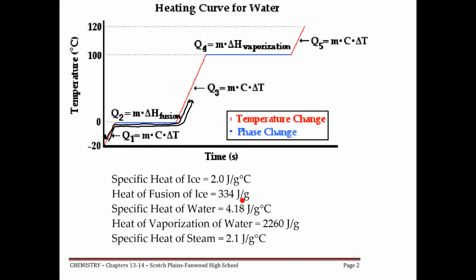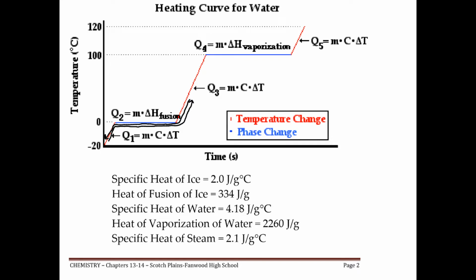334 joules per gram is how much heat it takes to melt 1 gram of ice. This 2.0 joules per gram degree Celsius was how much heat it takes to heat up 1 gram of ice by 1 degree. That's for this part right here. The 334 is for this part right here to melt the ice. Then you're going to heat up water. It takes 4.18 joules per gram degree Celsius to heat up water. And then once you're up here and you're evaporating, that takes 2260 joules per gram to evaporate or boil. And lastly, 2.1 joules per gram degree Celsius to heat up steam.